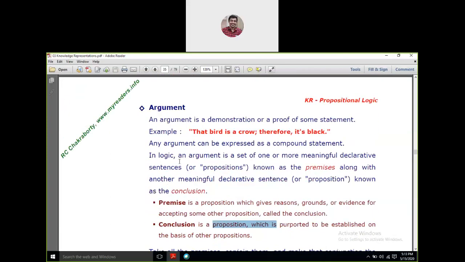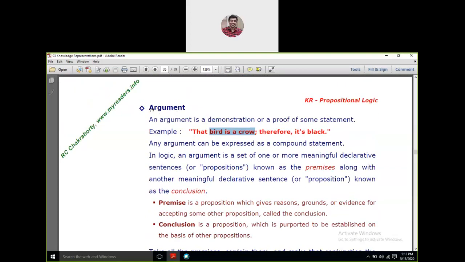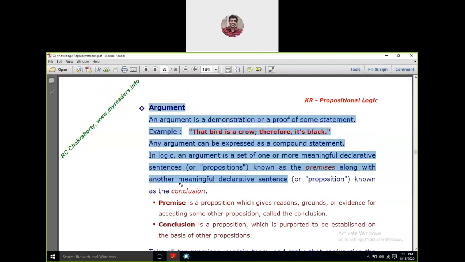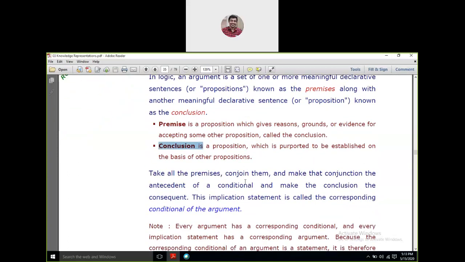So an argument basically comprises, for example, that bird is a crow, therefore it is black. So I do have a premise, that means birds which are of the category of crow, or belong to the species of crow, are generally of black color. So from your examination point of view, under arguments you need to understand what is premise and what is conclusion. You have to remember a few things also, right?